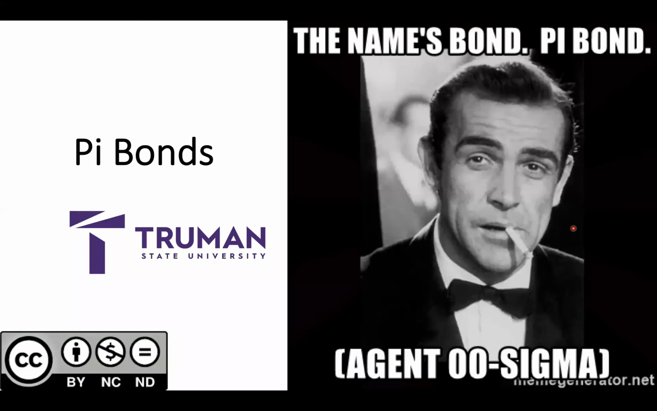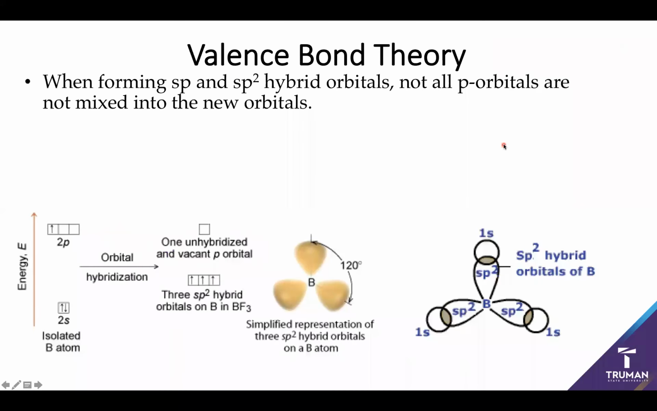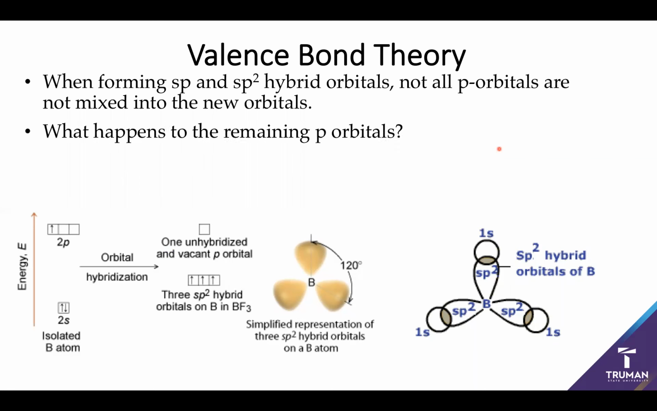So today we're going to be looking at how we can use valence bond theory to explain how atoms can form double and triple bonds. A good place to start is looking at our hybrid orbitals. If I have an atom with, say, 3 electronic domains, my electrons are going to be pulled in 3 different directions, meaning that I need 3 orbitals to do it. So we mix our s and p orbitals to make, say, an sp2 hybridized system. This means that not all of my p orbitals are going to be mixed into the new set of orbitals. So what happens to these remaining orbitals?